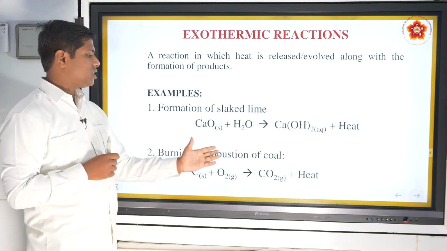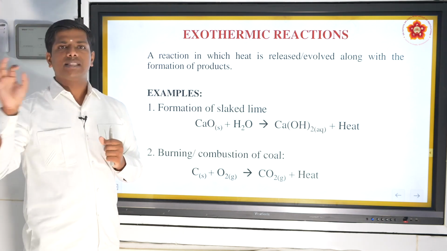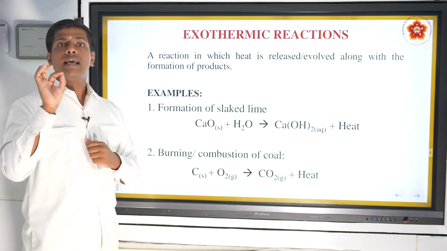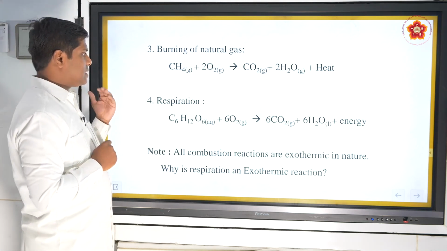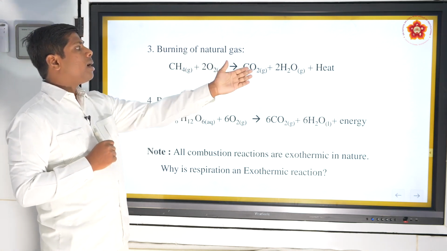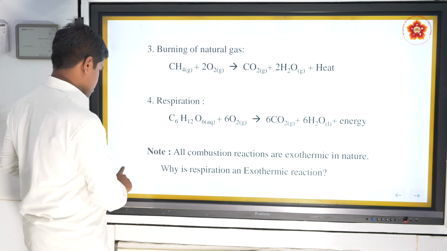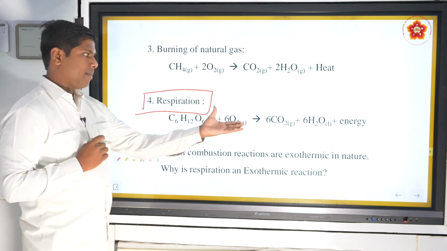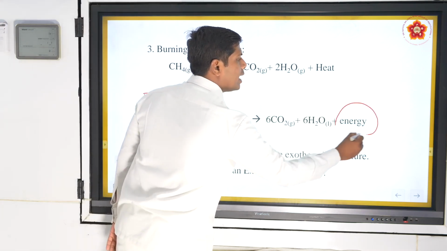Second is burning or combustion of coal: C plus O2 gives CO2, and heat is released. Exothermic simply means a reaction in which heat is released. Let us look at some more examples. Burning of natural gas, where methane in the presence of oxygen gives carbon dioxide and water. Here also heat is released. This is most important: the respiration reaction, when glucose plus oxygen combine to form CO2 and H2O, releases energy in the form of ATP.